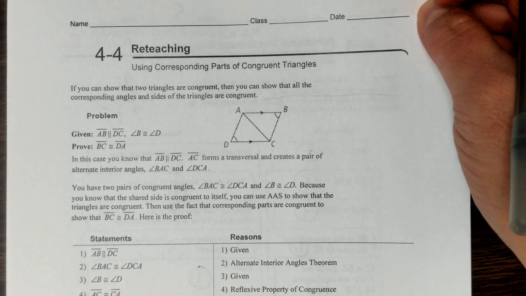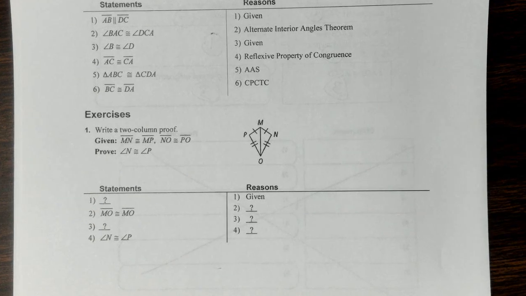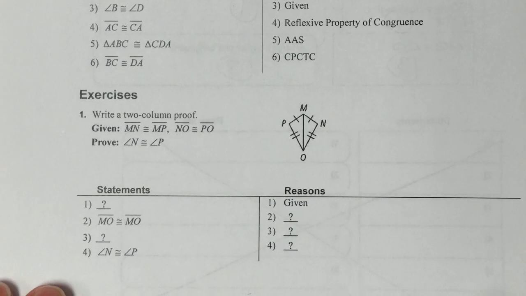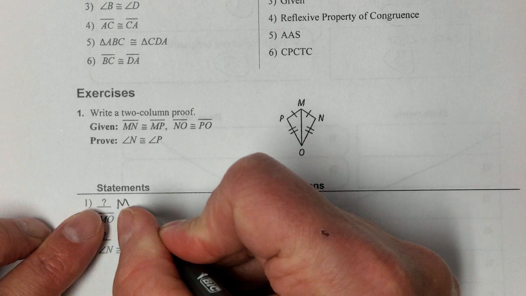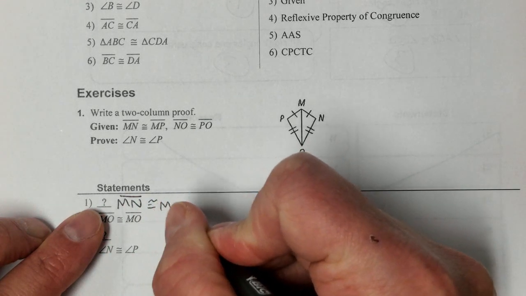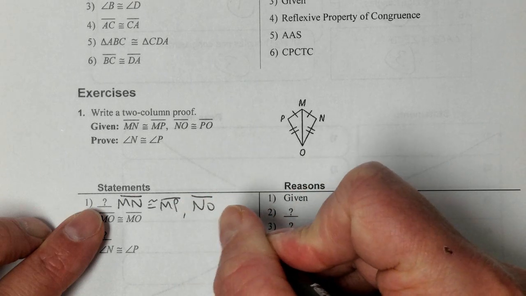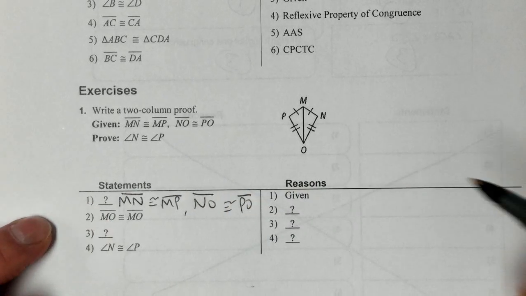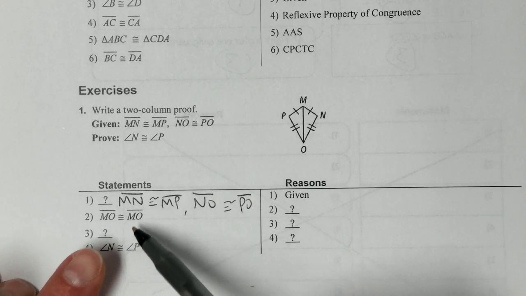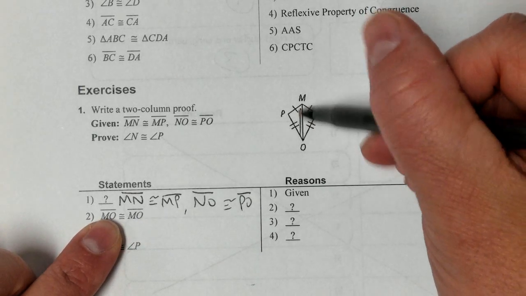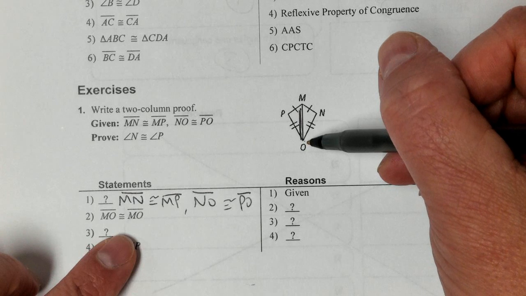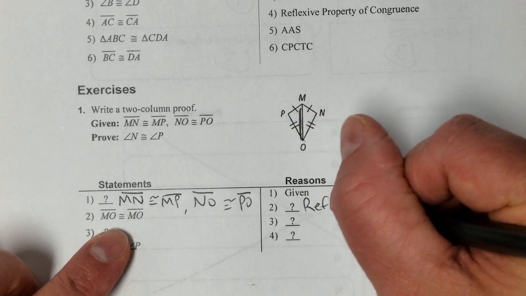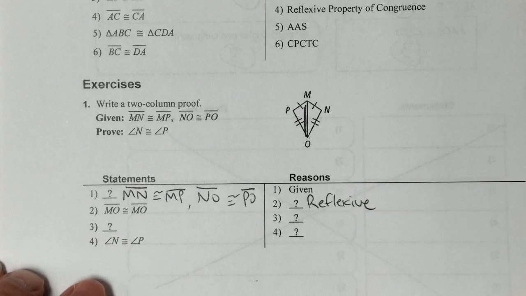All right. So here's a sample, and we want to do the 2-column proof for this. The first thing says given, so it's going to be this stuff. MN congruent to MP, NO congruent to PO. So that's your given part, and they already put the next part, which was MO congruent to itself. So you should remember from the last test, that would be reflexive.